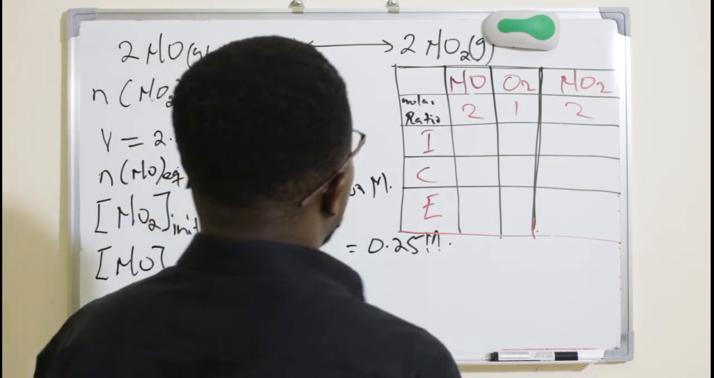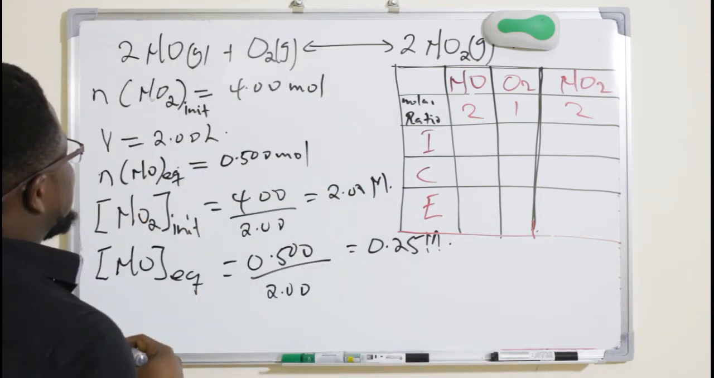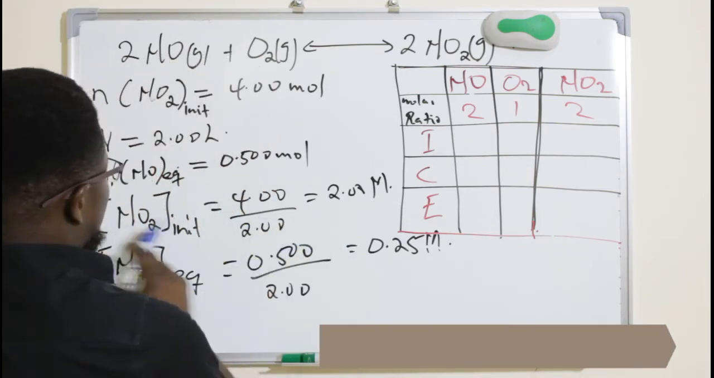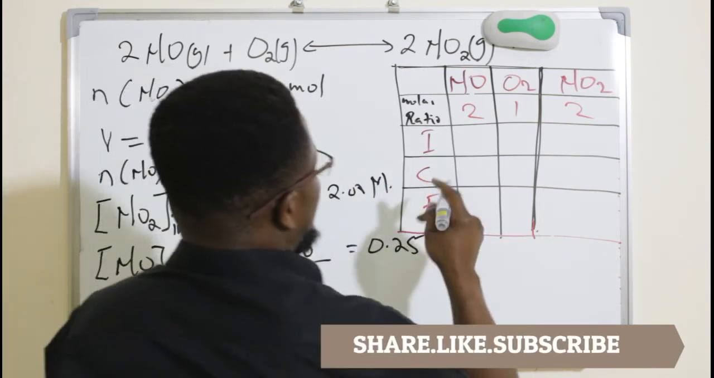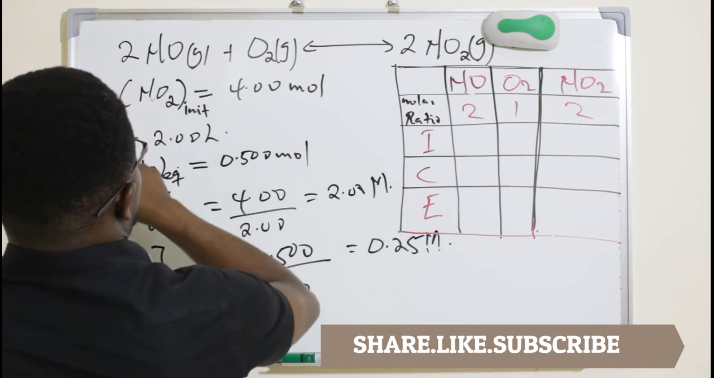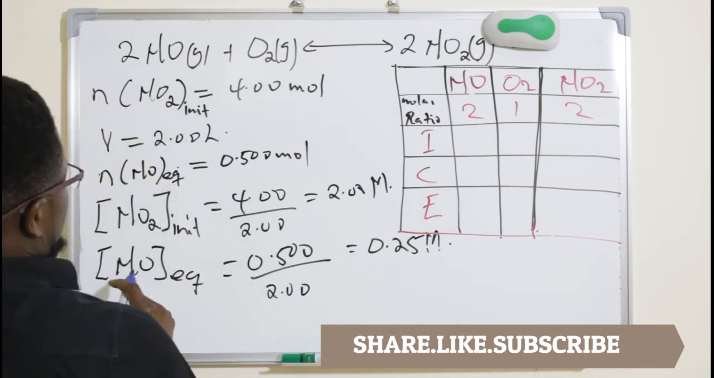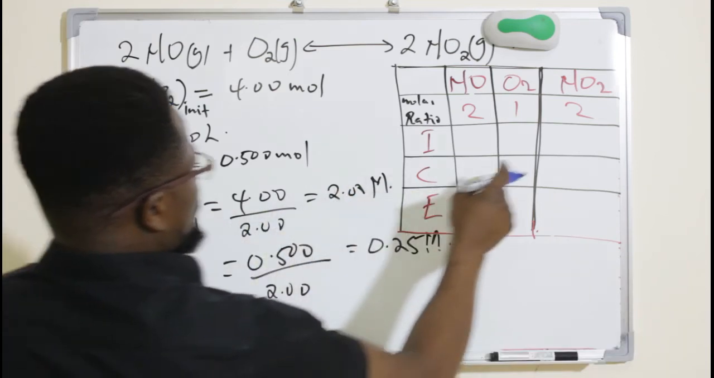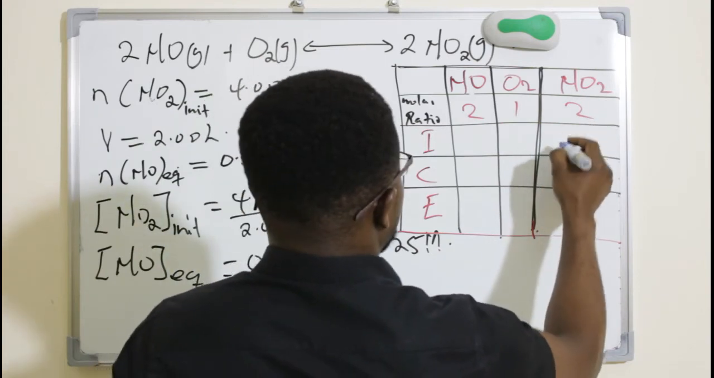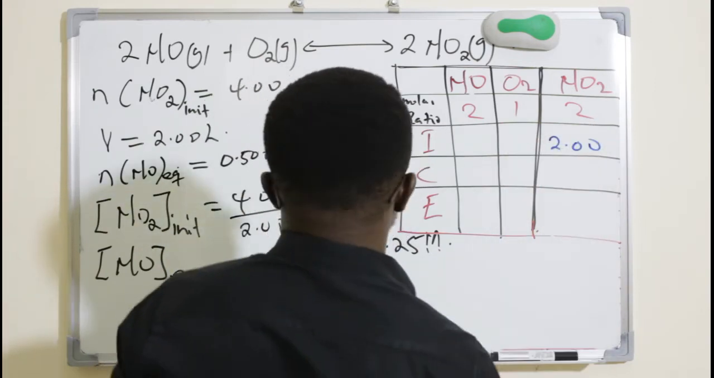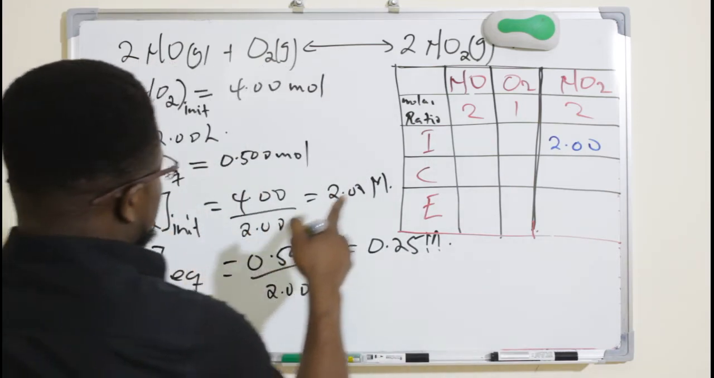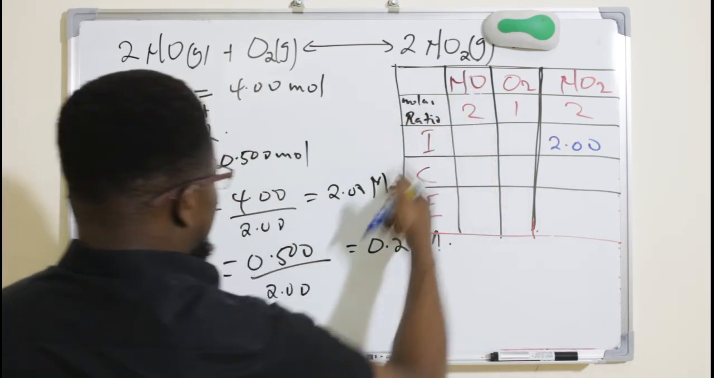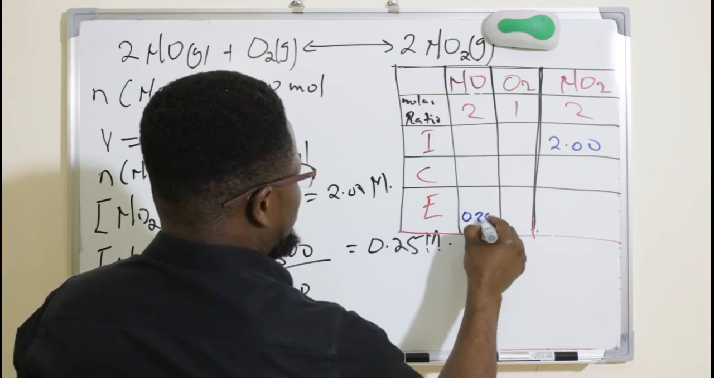To complete this table, initially I was given a certain amount of the NO2, which we have calculated in terms of concentration, and we got 2.00 molar. So the initial NO2 is given as 2.00, and what else is given at equilibrium? NO is also given. At equilibrium, this is NO, it is given as 0.25.